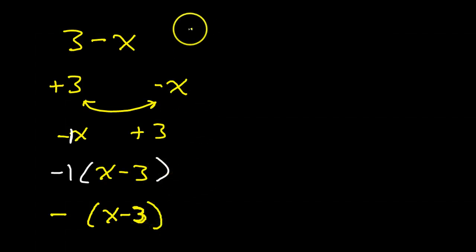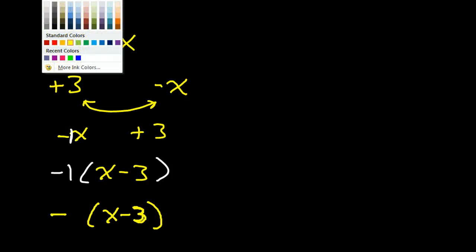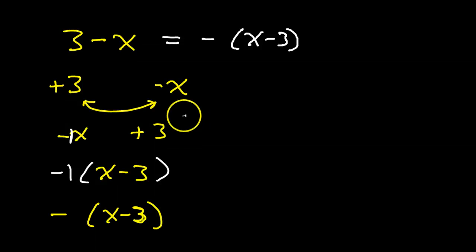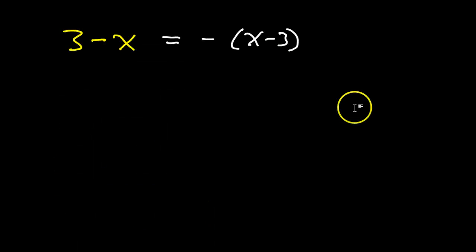Now, look how that compares to the original problem. We have 3 minus x, and that equals negative x minus 3. So in the end, all we did was reverse the 3 and the x and put a negative sign out front, because it's the opposite. So let's go back and use that pattern as a shortcut that we could memorize.